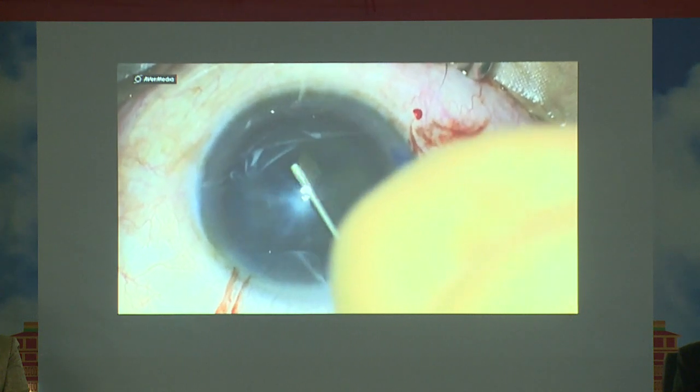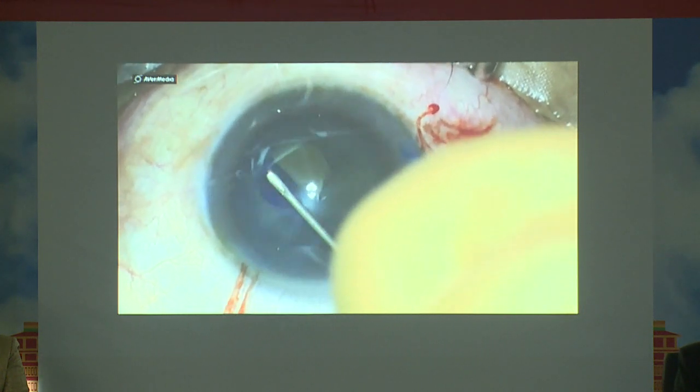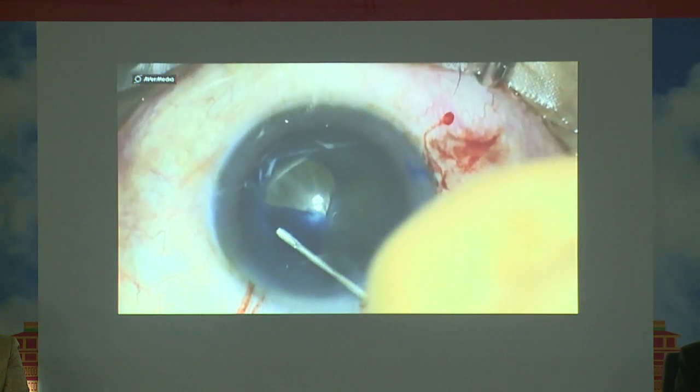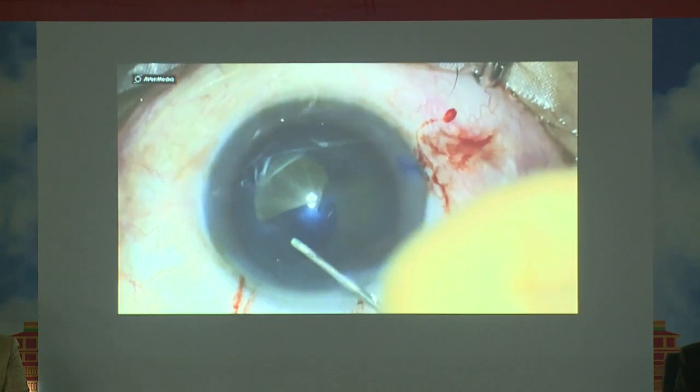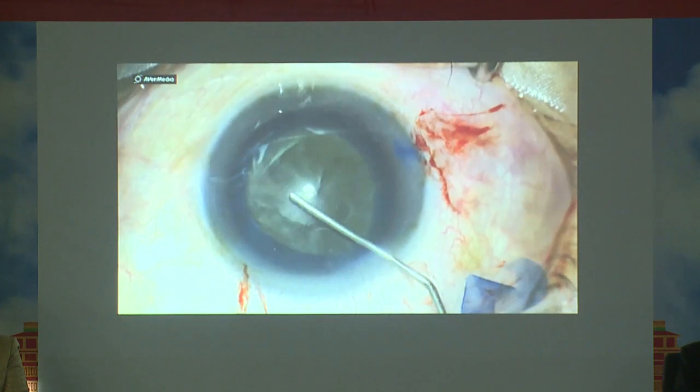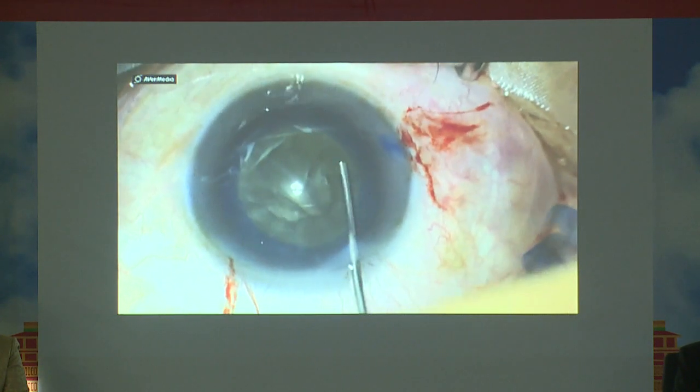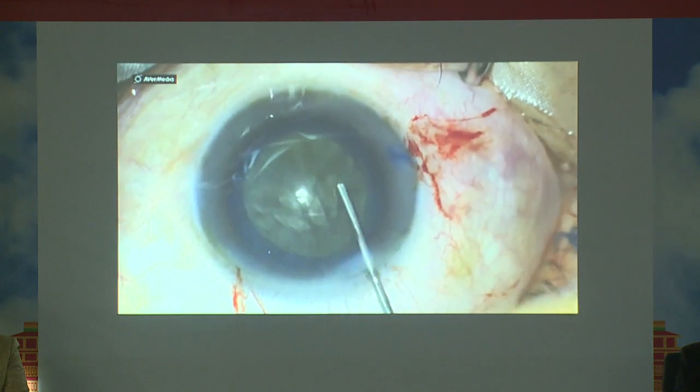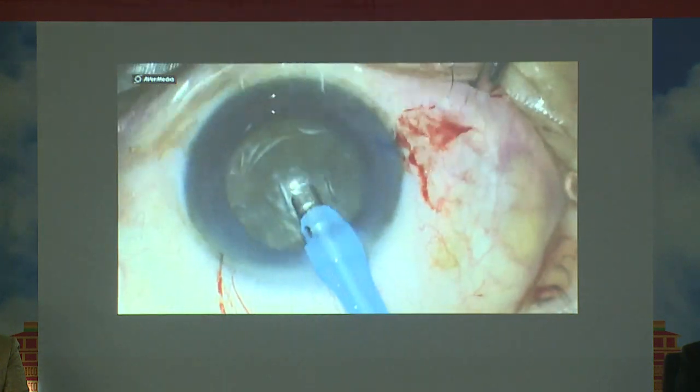So after staining the capsule, we are trying to make at least a 5.5 millimeter rhexis in this case. You can see this is definitely a very, very hard cataract. And after staining the rhexis, we have to make very gentle hydrodissections, in multiple quadrants, with a small amount of fluid.